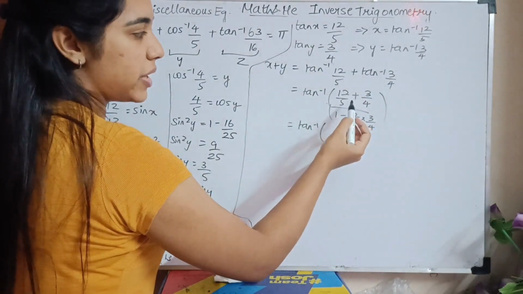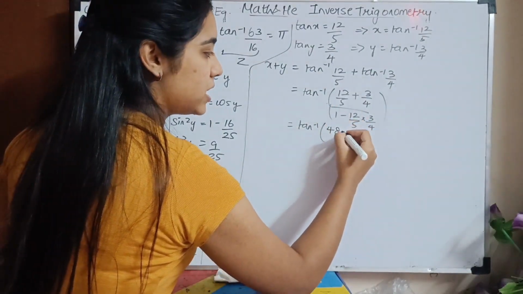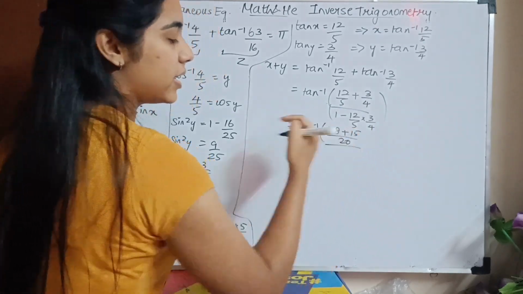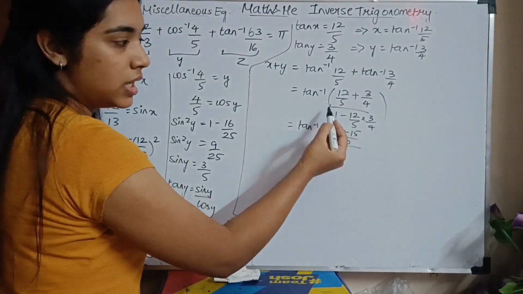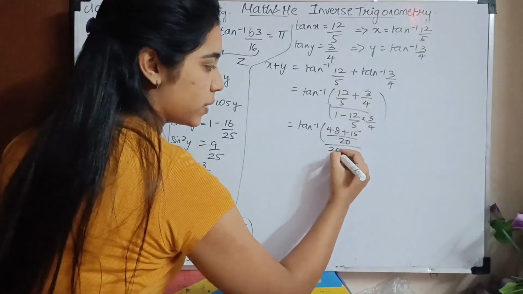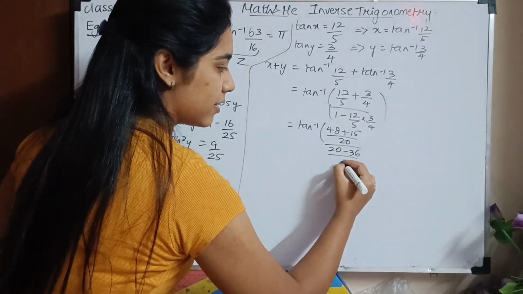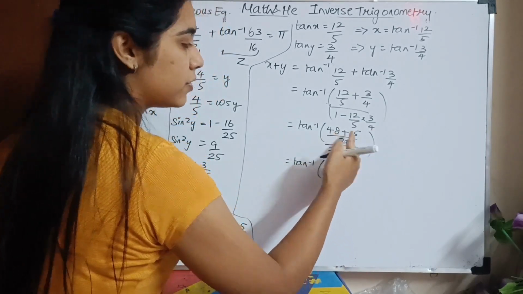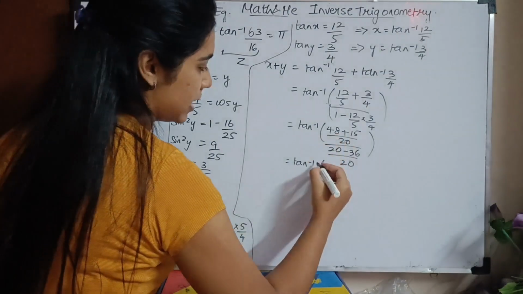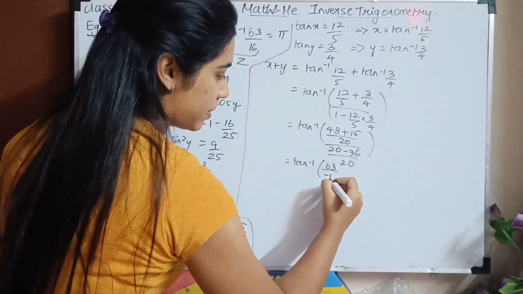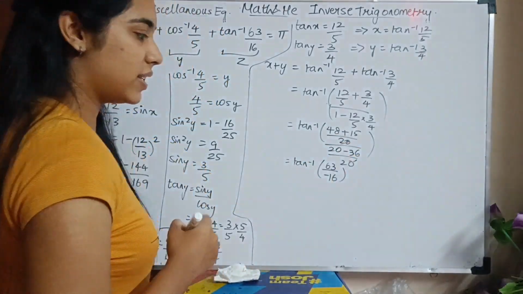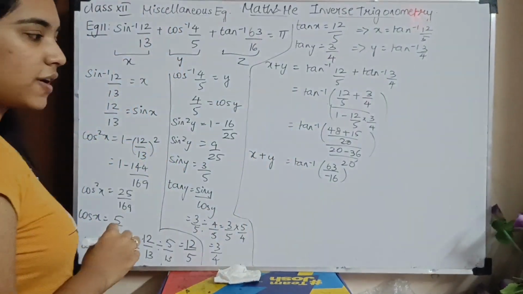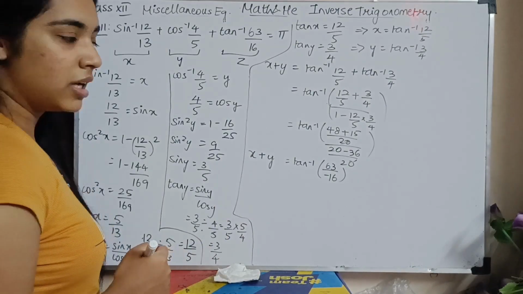Tan inverse of, I will have 20 as my LCM. So, 12 4s are 48 plus 5 3s are 15, divided by 20. The whole divided by the denominator: 5 4s are 20, 20 minus 12 3s are 36. So, 20 minus 36 divided by 20. So, this is going to be tan inverse of 48 plus 15 is 63. So, I have 63 divided by minus 16. The 20 and the 20 will get cancelled. So, I have x plus y to be tan inverse of 63 divided by minus 16.